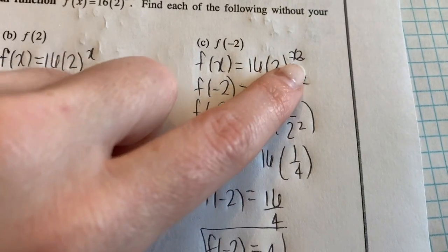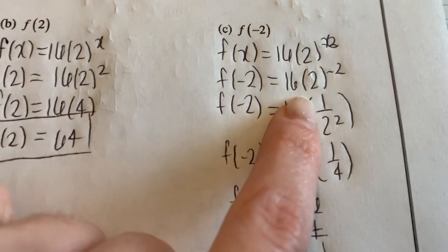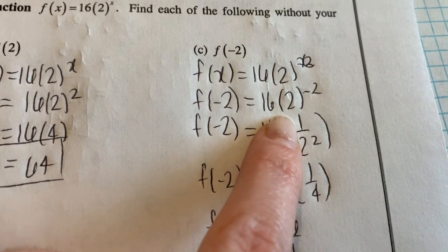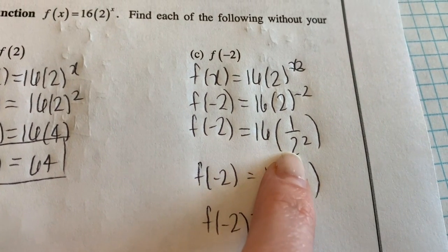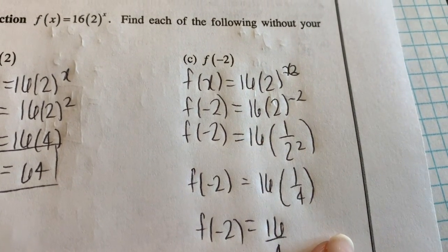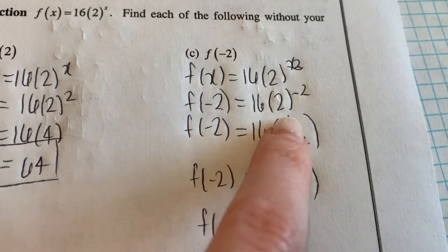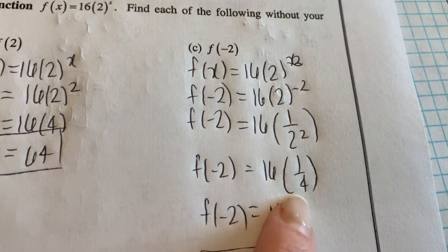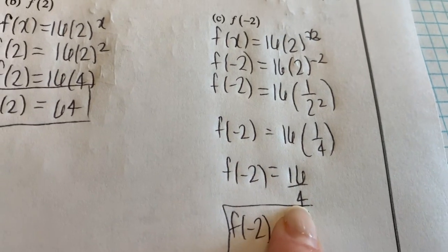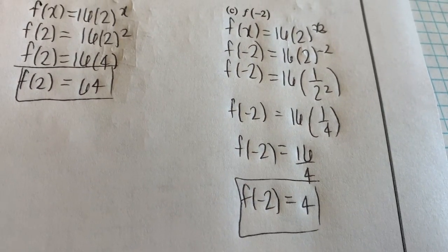I started plugging it in on accident first. But before you do anything here, we're going to change that 2 to the negative 2nd power to positive by putting it in the denominator with a numerator of 1. So that's 16 times 1 over 2 squared. And 2 squared is 4. So I got 16 times 1/4, which is the same as 16 over 4, which is equal to 4.